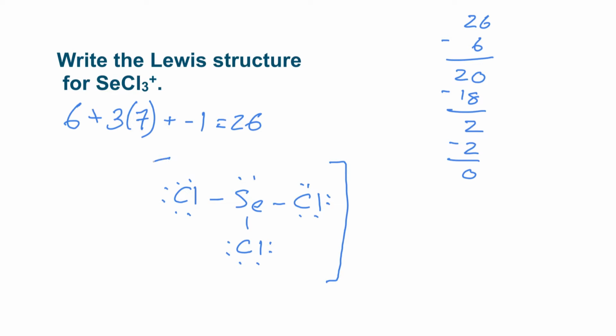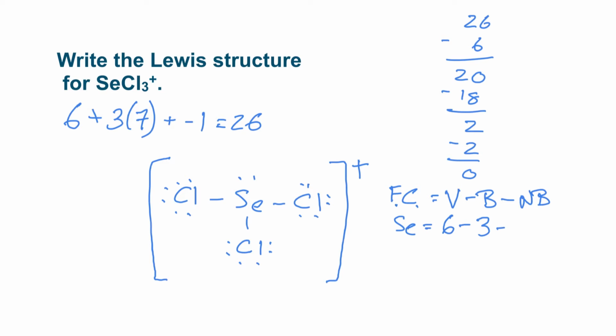And to finish this up, I'm just going to write brackets and then a plus sign around the whole thing. And what you can do as a little check to see if this is meaningful or not is to figure out the formal charge for each of the atoms. For selenium, formal charge, for any of these actually, is equal to the number of valence electrons minus the number of bonds that I have minus the number of non-bonded electrons. So selenium has 6 valence electrons. It's making 3 bonds, and it has 2 non-bonded electrons. That means that this is going to have a total formal charge of +1.